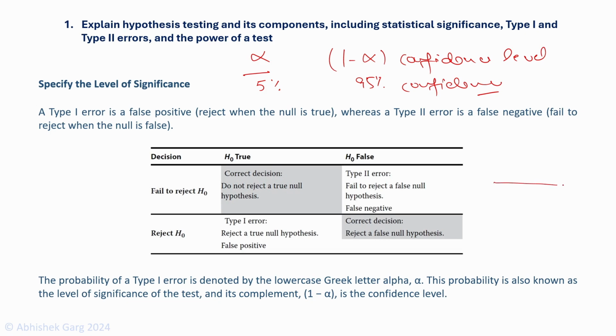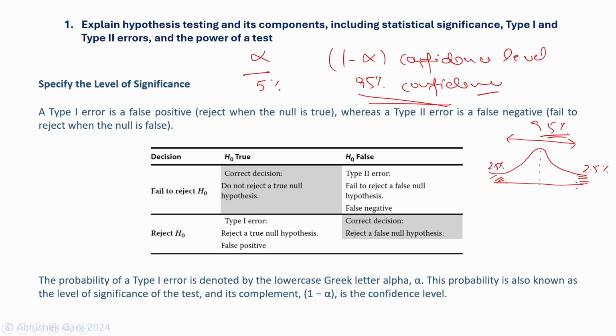So let's say this is our normal distribution, this is the mean of the distribution. A 95% confidence interval means that the value lies between this, whereas this has a 2.5% probability and this has a 2.5% probability. So the 95% middle values are considered in this confidence interval.